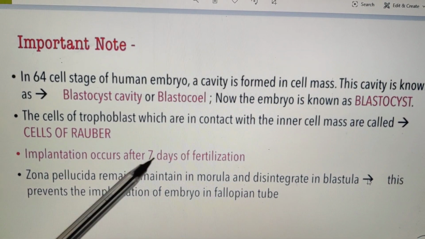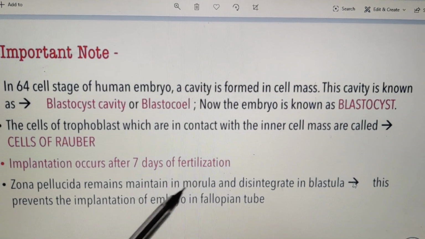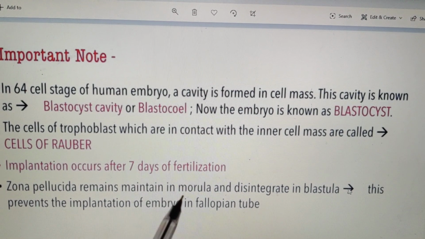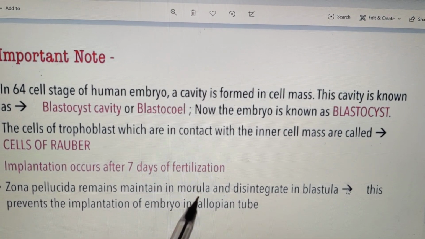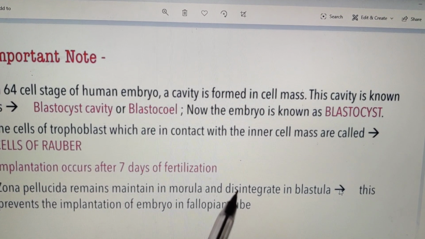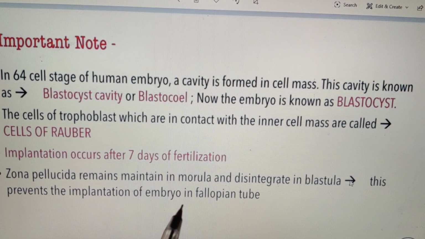Implantation occurs after 7 days of fertilization. Now, the zona pellucida is maintained in the morula stage, and in the blastula stage it disintegrates. This prevents the implantation of the embryo in the fallopian tube.